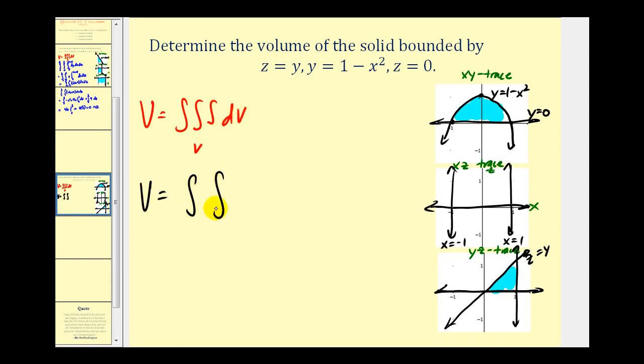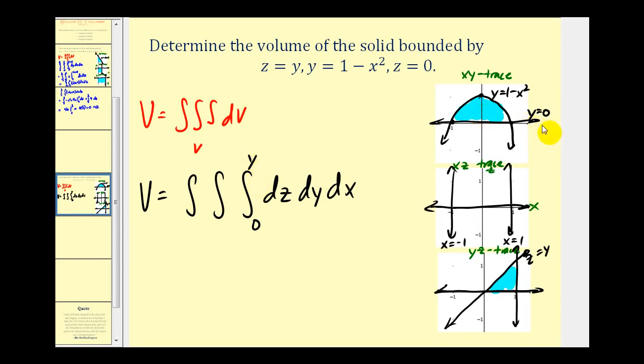So now we need to determine the order of integration as well as the limits of integration. This time I think we'll start with integrating with respect to z, then y, and then x. So for the limits of integration with respect to z, it must be expressed in terms of y or x. So let's look at the yz trace. Z is bounded by 0 and this line z equals y. So it'll be from 0 to y.